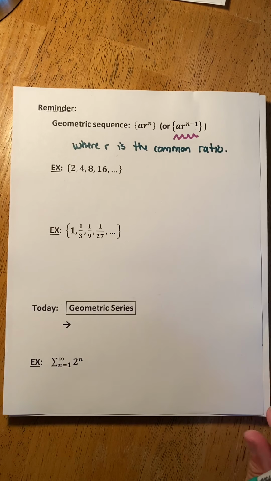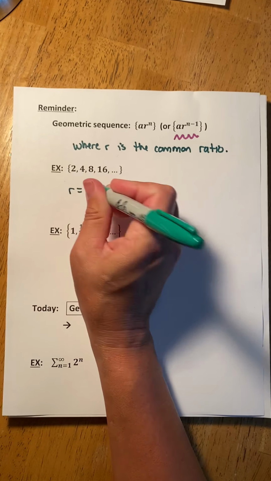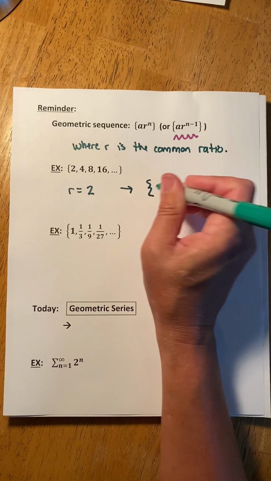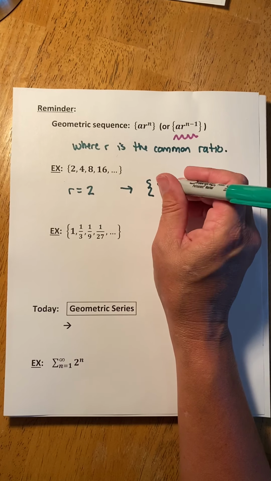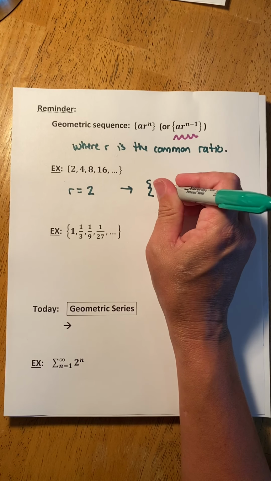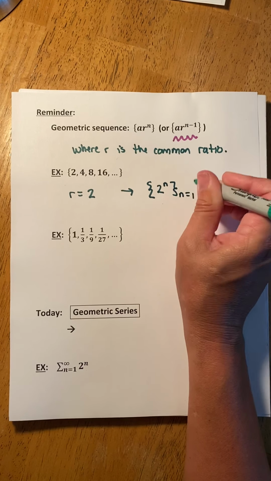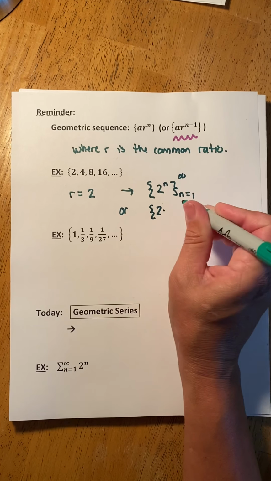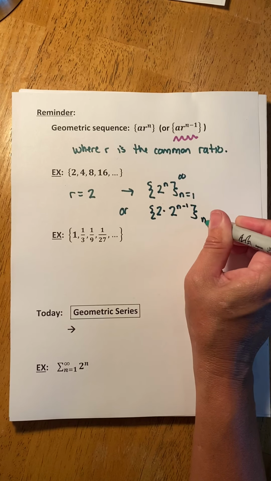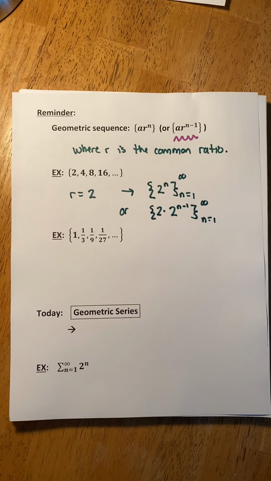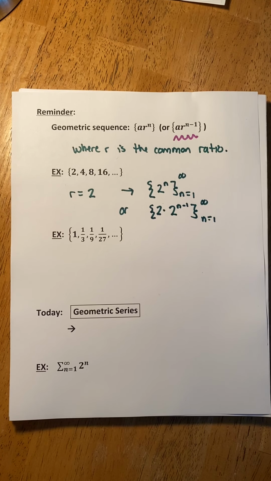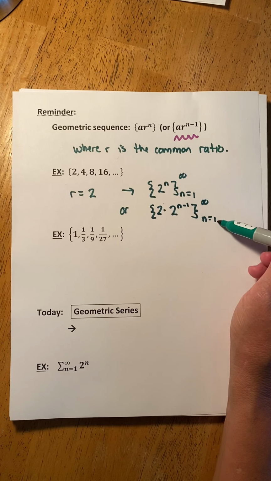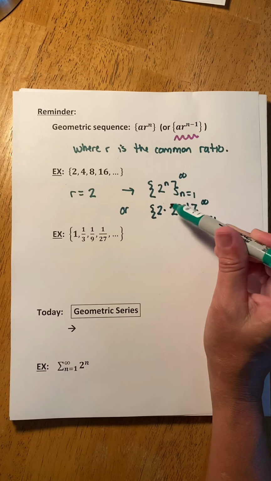Right, so let's look at 2, 4, 8, 16. The common ratio is 2. We can write this as 2 to the n, n equals 1 to infinity. Or we can write it as 2 times 2 to the n minus 1, n equals 1 to infinity. If you notice, they're the same thing. If we start with 1 here, we get 2 to the 1, which is the first term. 2 would be 2 squared, which is 4. If we start down here with n equals 1, we get 2 times 2 to the 0, which would be 1, and we'd start with 2.